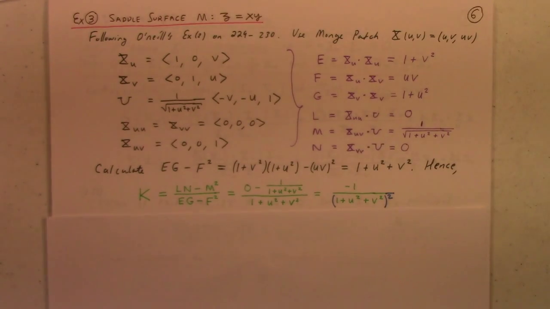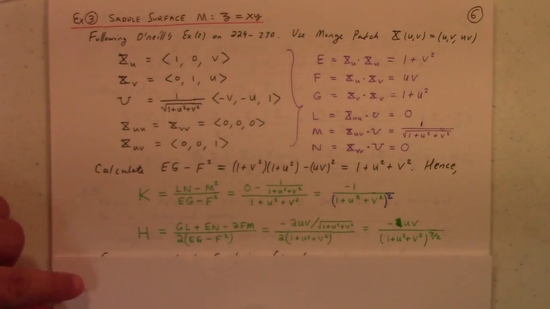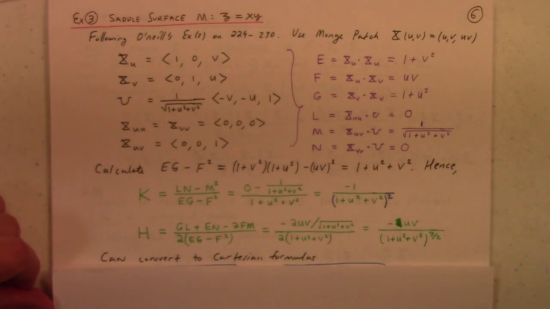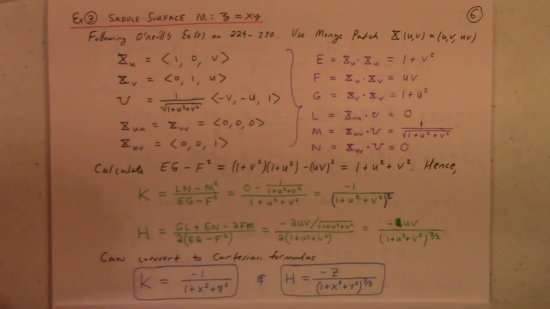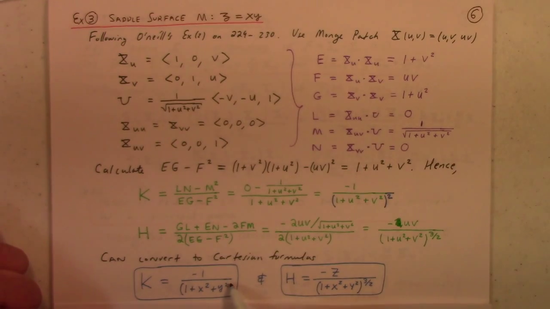All right. And of course, you can also calculate the mean curvature, and it works out to this lovely mess, minus uv over the square root of 1 plus u squared plus v squared to the 3/2 power. And since u is x and v is y, essentially, geometrically, and z is u times v, I can rewrite these in terms of x, y, z if I want. And as you can see, I have been consistent in my mistake. There we go. All better. All right. So there you go.